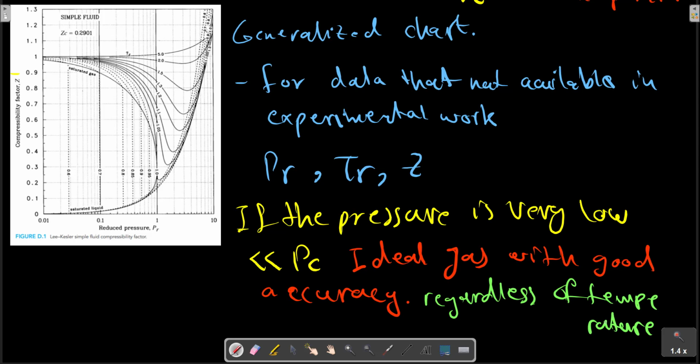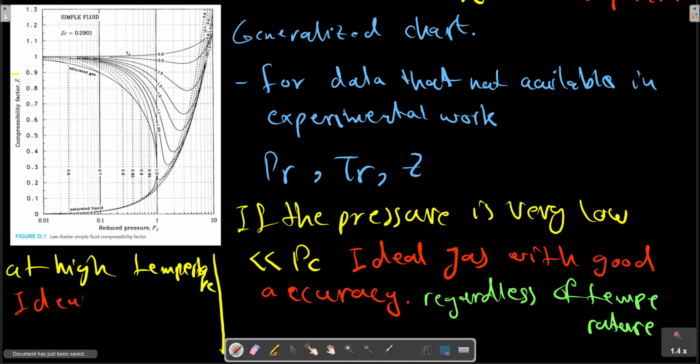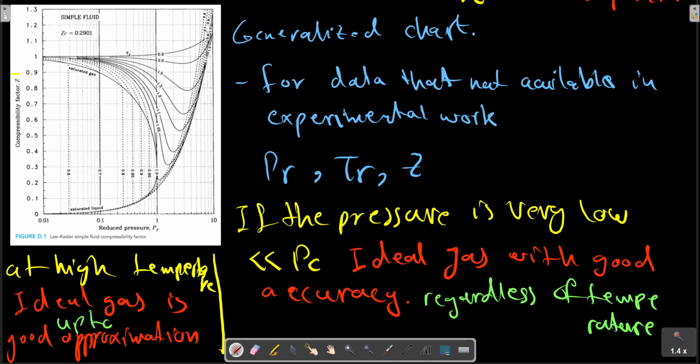Furthermore, at high temperature, the ideal gas model can be assumed with good accuracy, as we also mentioned before. At high temperature, the ideal gas is a good approximation up to pressures as high as 4 or 5 times PC, up to 5 times the critical pressure.